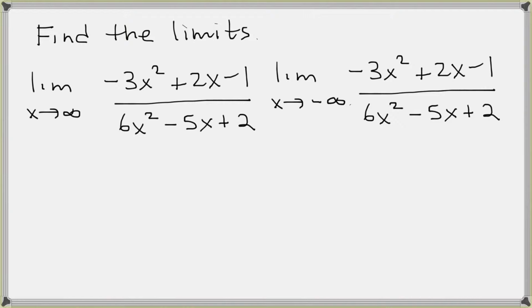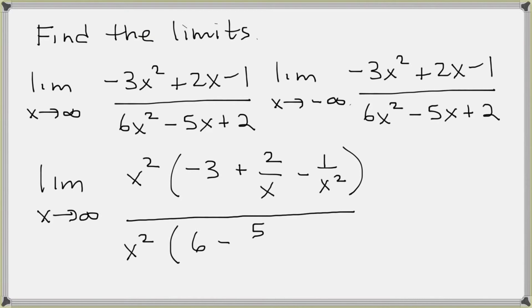All right, so just like before, what we're going to do is identify the highest power on top, which is a 2, over the highest power on the bottom, which is again a 2. And so what we're going to do is just factor out the highest power on top and bottom.